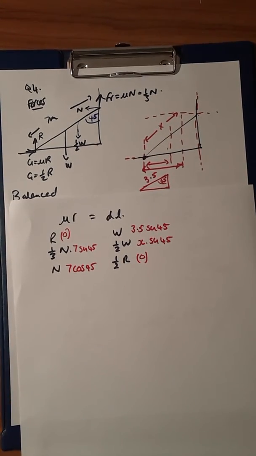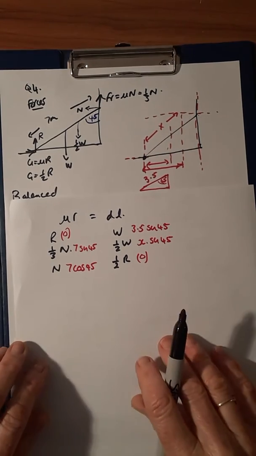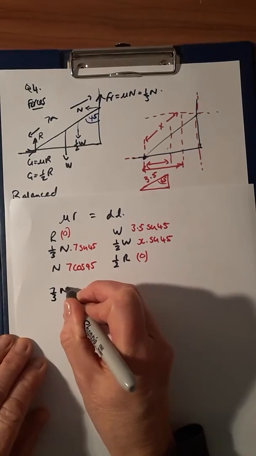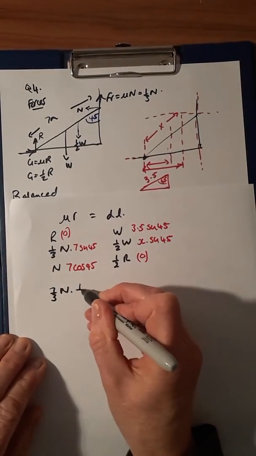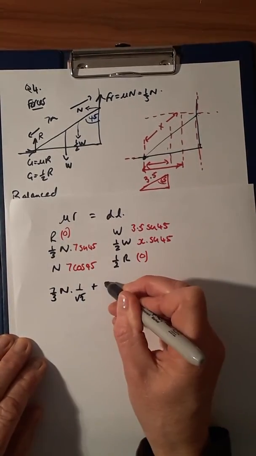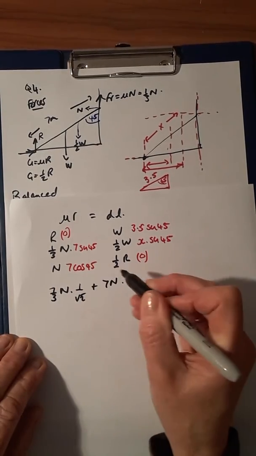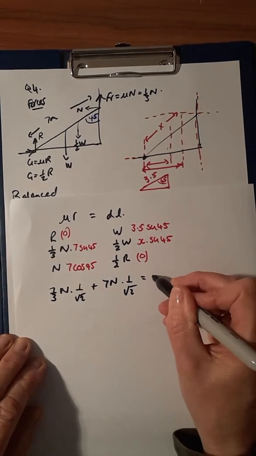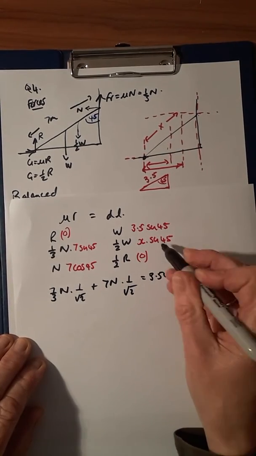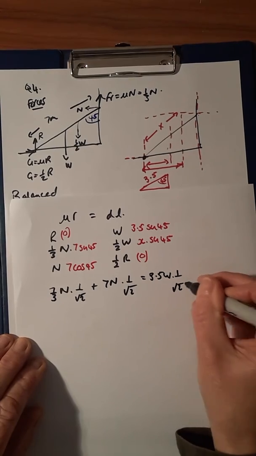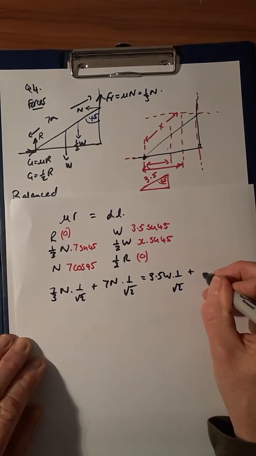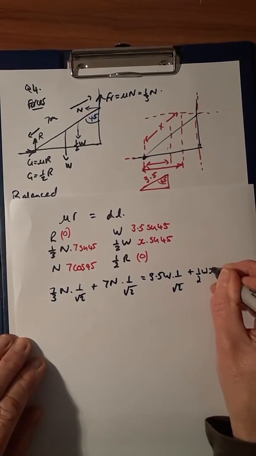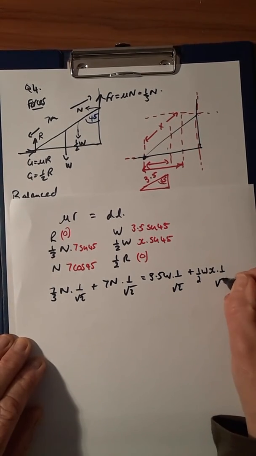Okay, now we're just going to work that out. So this is going to become 7/3 N times, now the sine of 45 is 1/√2, plus 7N by the cos of 45, which is also 1/√2, equals 3.5 W by the sine of 45, which is 1/√2, plus a half W by X, and the sine of 45 is 1/√2.